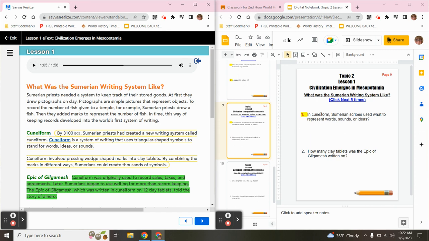Number 1. In cuneiform, Sumerian scribes used what to represent words, sounds, or ideas? You will find that answer in these 2 circled yellow paragraphs.